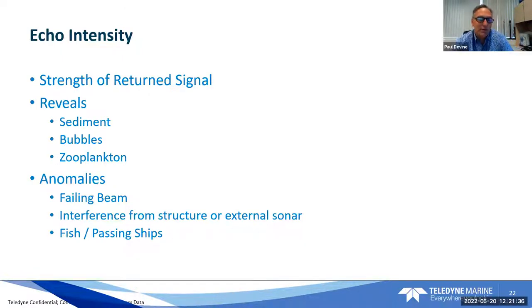We'll also see interference from a structure. If you had one of the beams of the ADCP hitting a pier pile or a fish, you'll see it as an increase in signal strength error. And then also an external sonar. Any other acoustics in our frequency band will show up as an anomaly in the echo intensity. But for this site, definitely fish and passing ships cause anomalies in echo.